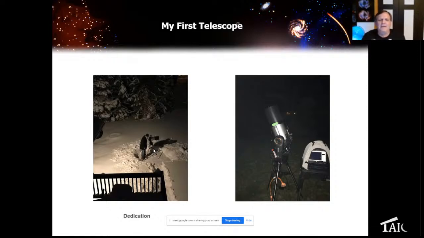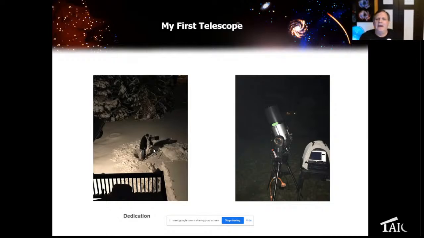And I'll never forget the first time bringing in the star Sirius, and wondering what the heck I was looking at, a donut, and realized that I had to focus the star. And then when I focused it, I was very impressed how bright Sirius was.